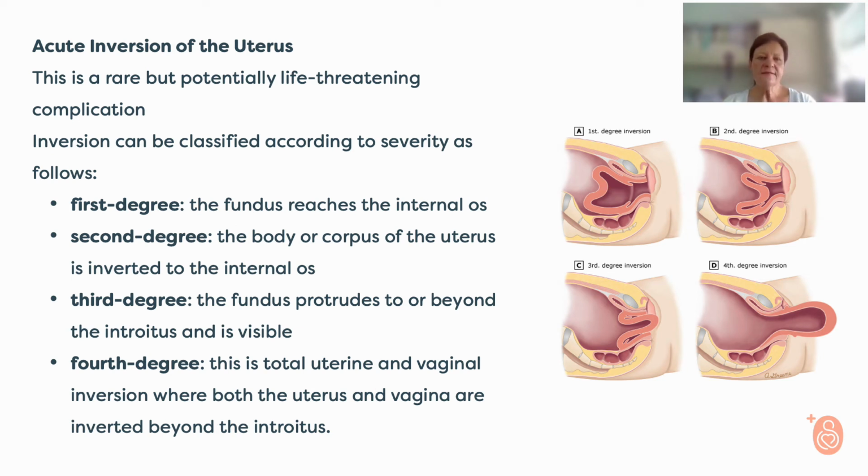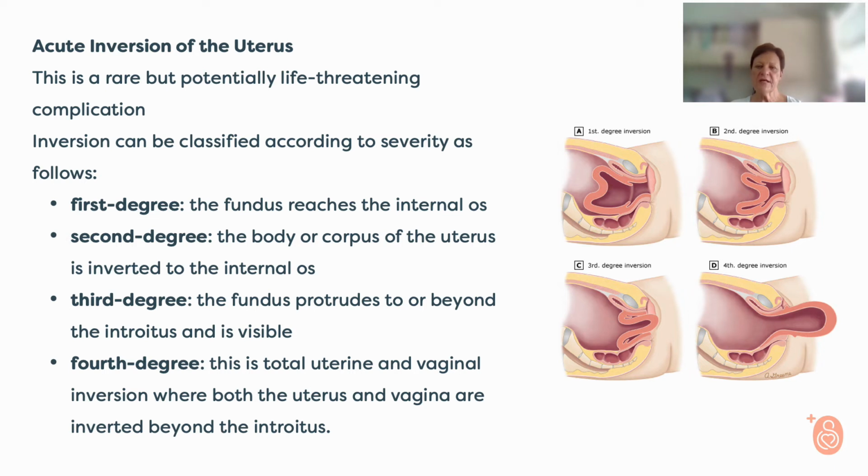And then our other complication that I just want to talk about quickly is also, fortunately, one that we don't see so often, but can happen, and that is acute inversion of the uterus. That literally means that the uterus has been coming outside of the body, and we get different degrees that you can see on these diagrams.